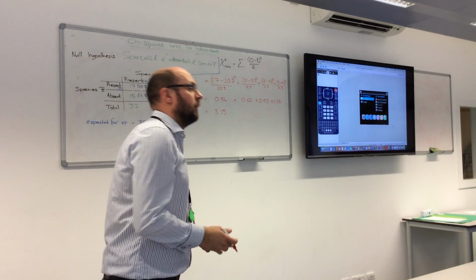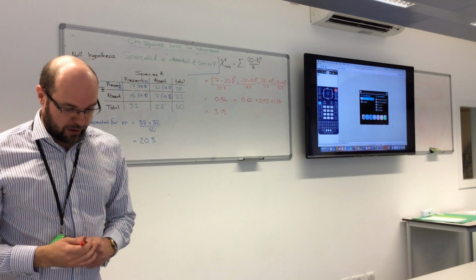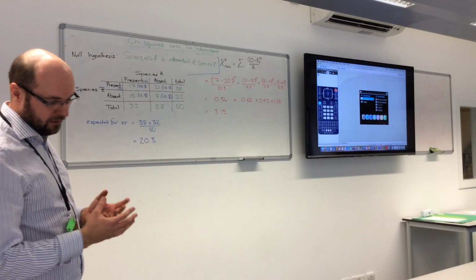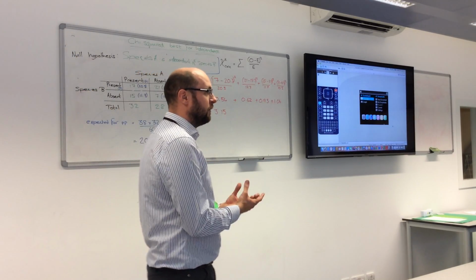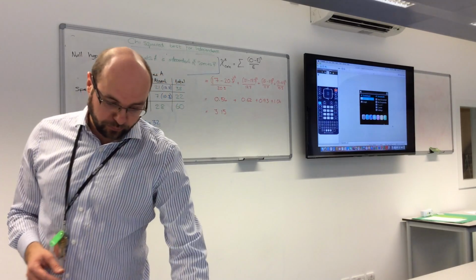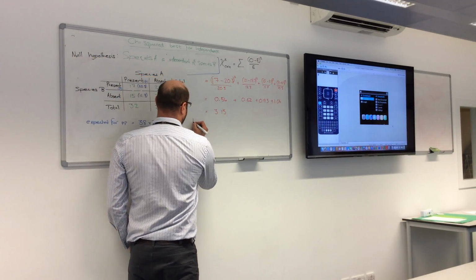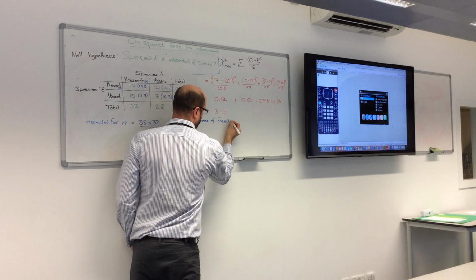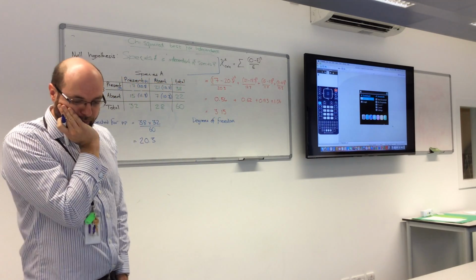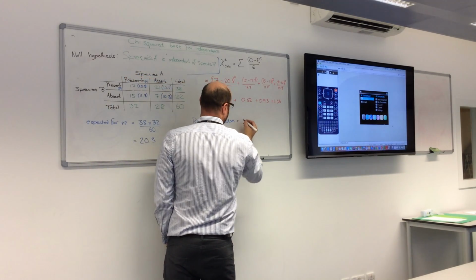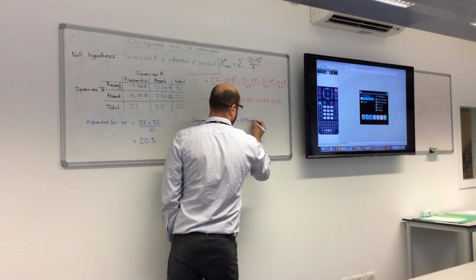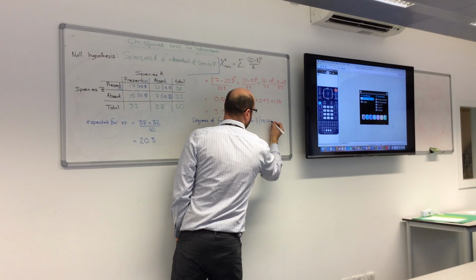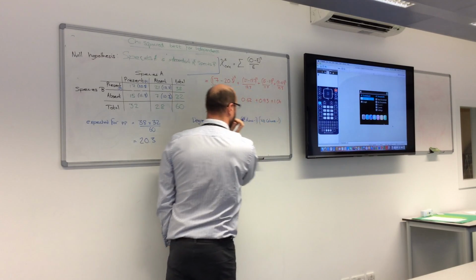Now that number doesn't mean much to us at all. We need to take a look at degrees of freedom in order to work this out, and we need to take a look at a critical value as well. So those are 2 items we need to use now. For degrees of freedom, we take the number of rows minus 1 and the number of columns minus 1, and we calculate that.